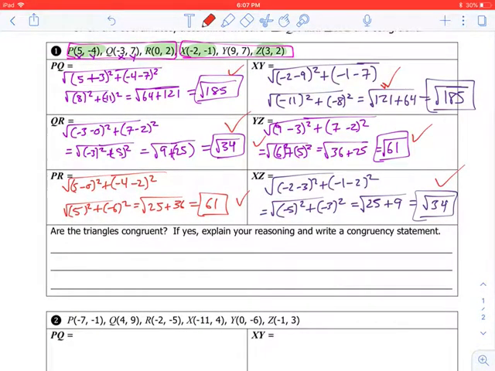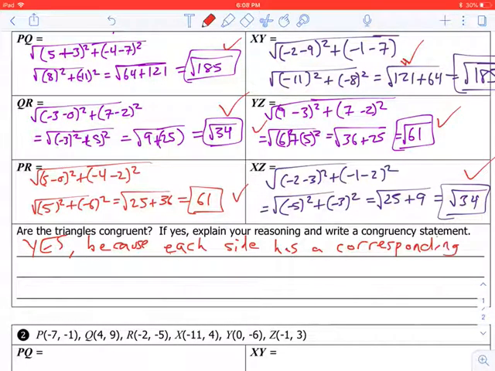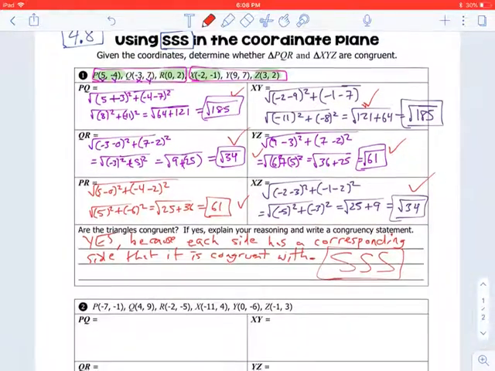And so are the triangles congruent? Yes. Because each side has a corresponding side. And again, this can be explained either there. Each side has a corresponding side that it is congruent with. Okay. Now, the other way to explain this is side, side, side, which is the theorem we've dealt with before.